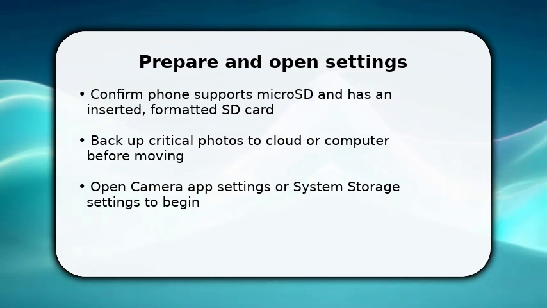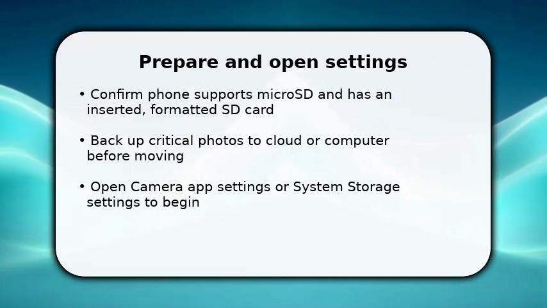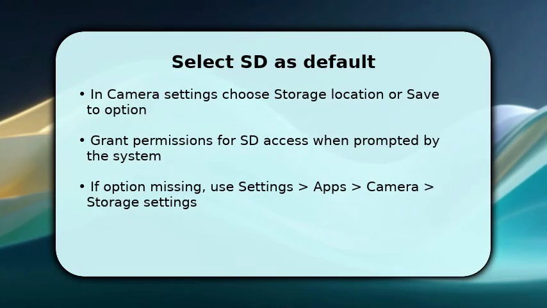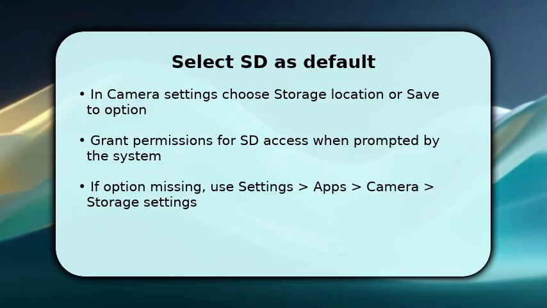Next, set the SD card as your default save location. In camera settings, find storage location or save to and pick SD card. This tells the camera to write new photos to the card.